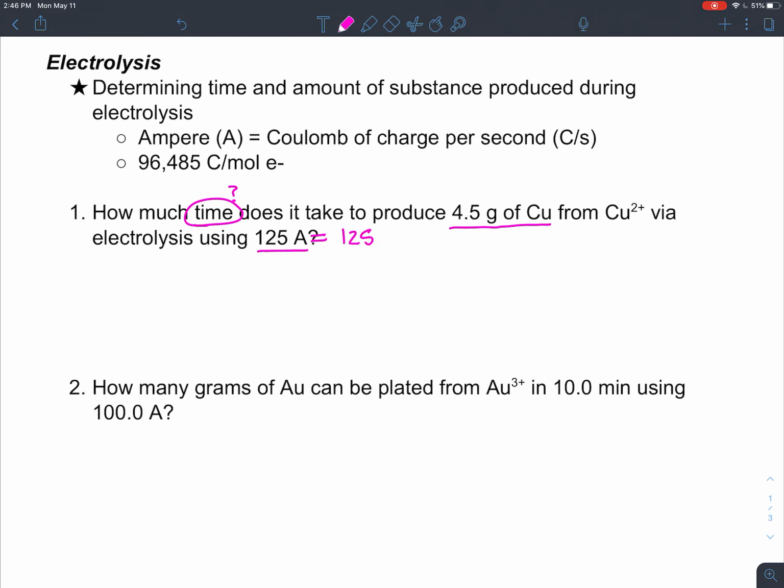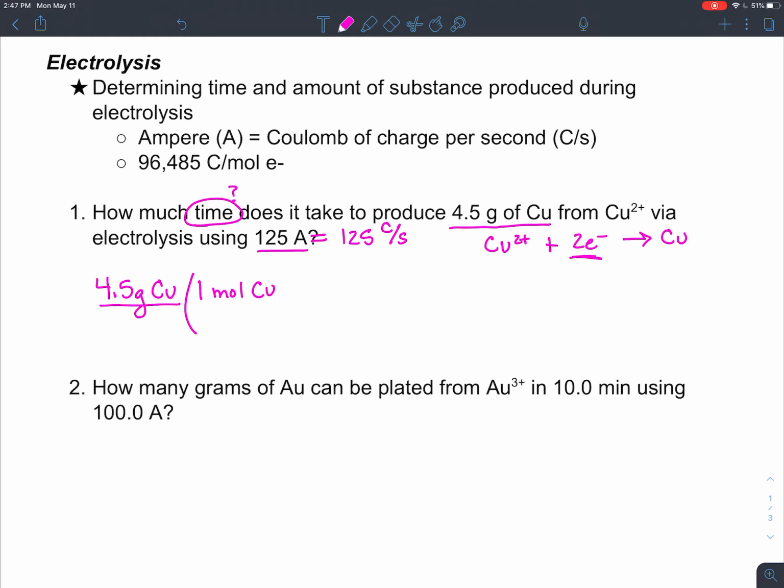Remember that the amp is going to be equal to 125 coulombs per second, so that actually makes it pretty nice. In general, what we're looking at is copper 2+ plus 2 electrons goes to copper. That's the general process. We don't need to know a ton about that, but we do need to know how many electrons are being transferred. So we're going to start off with our 4.5 grams of copper. We don't need to know what's going on in the other half cell.